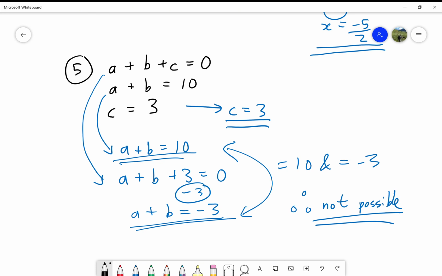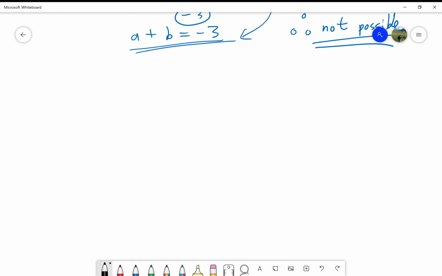Well, do we know what C is? I mean, maybe there's a mistake in the question, but assuming... Okay, let's not get into the philosophy of this question. It's not possible to solve this question for A, B and C. Let's just call it a day on that. Question number 6.